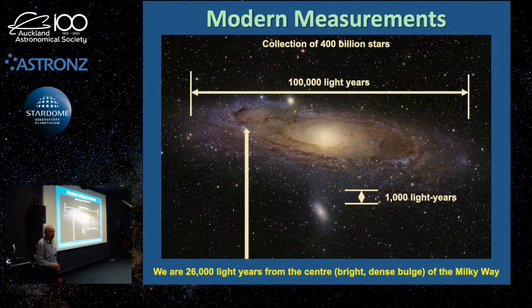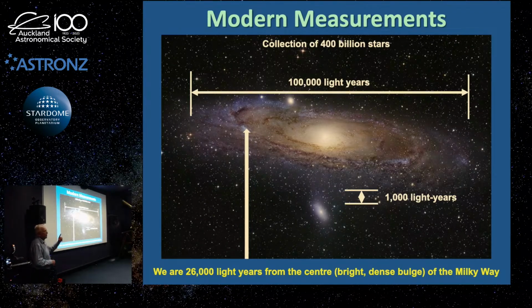Okay, so let's have a look at our modern measurements. I've alluded to some of them already. First of all, how many stars are we looking at? Roughly, I estimate about 400 billion stars, a rough guesstimate, I think, that the Milky Way has in it. From here to here, the diameter of the disk, is about 100,000 light years across. That's how big the Milky Way is.